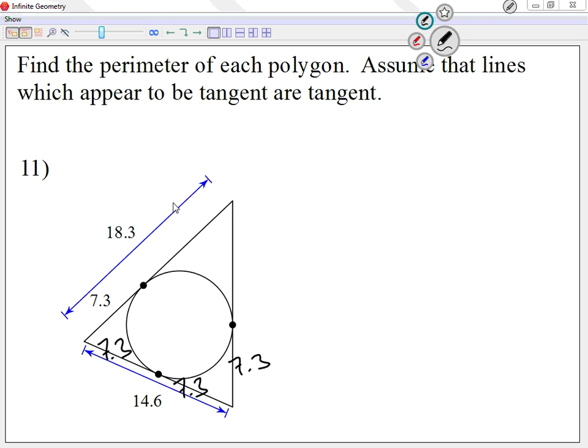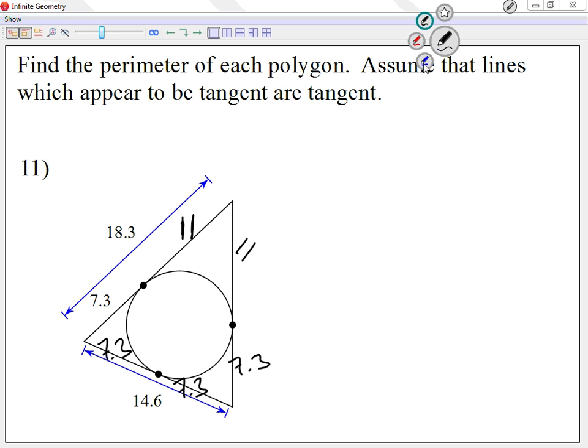I need to find out what's the length of the rest, but I'm going to come around. I know that this whole thing is 18.3. Part of it is 7.3. Let me subtract them, and I'm going to find out that this side is 11. If this side is 11, I'm going to say this other part right here is also 11. Remember, two tangent segments that meet outside are congruent.